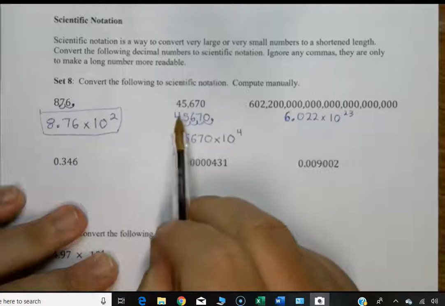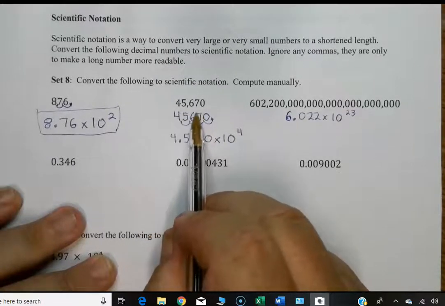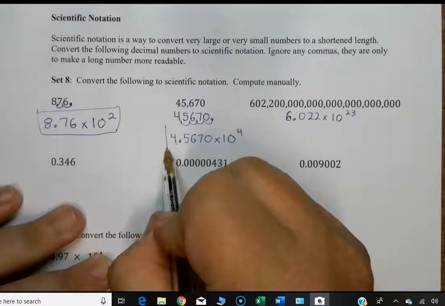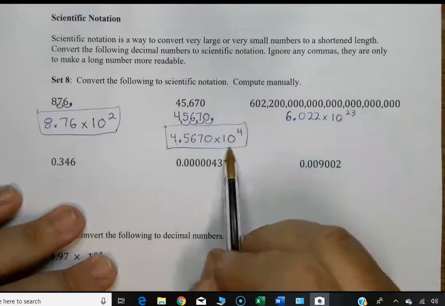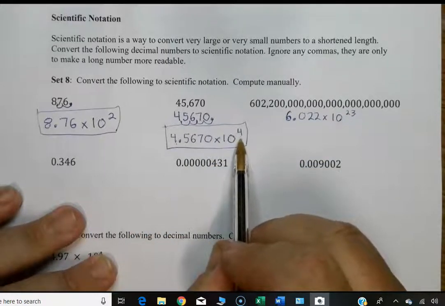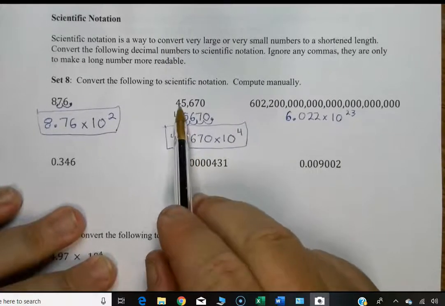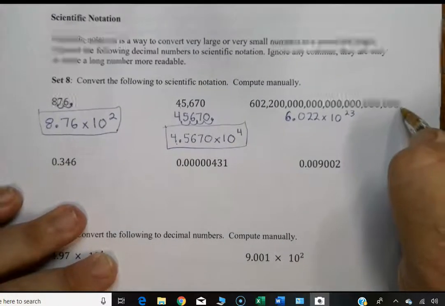And is the number we started with a number greater than 1 or less than 1? And the answer is it's greater than 1, so that makes it a positive 4. So there's your answer. What this is really saying is 10 to the 4th is 10,000. If you multiply 10,000 by 4.567, you'll get 45,670.